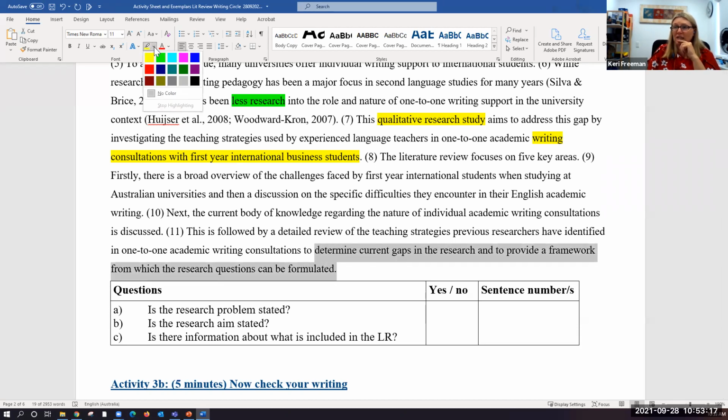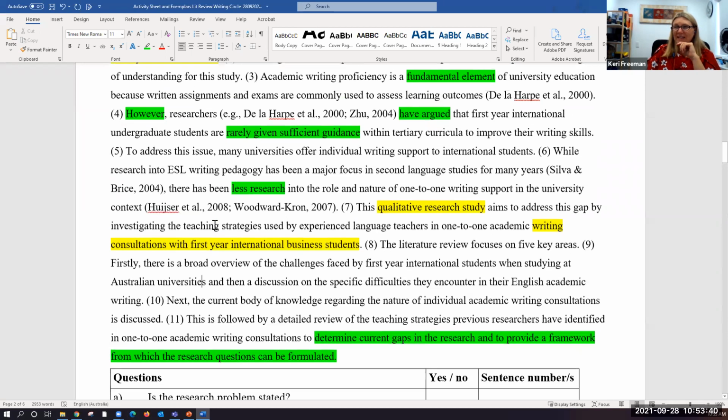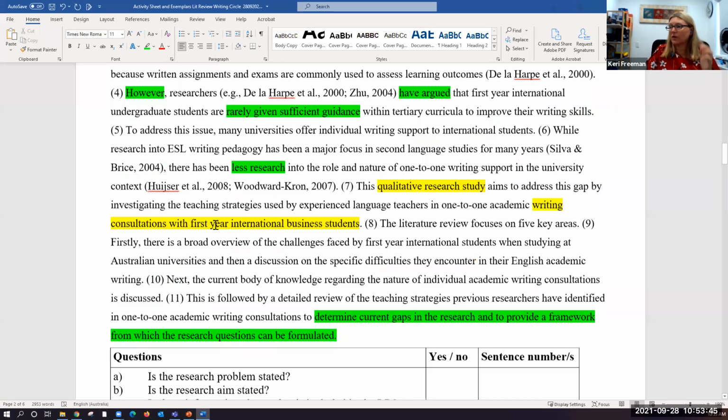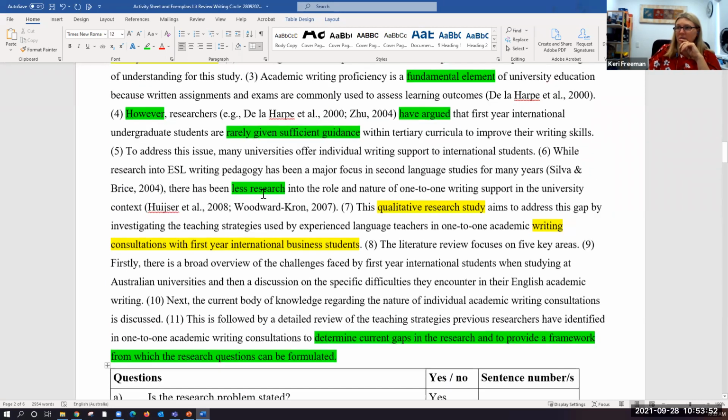So that's an interesting thing, isn't it? We haven't actually touched on that. Isn't that partly what your literature review purpose is as well? It's helping to formulate, once you know the gaps, what are your research questions? So that's something to remember as well. So looking at this, what do you think? Is the research problem stated? Do you think yes? You can pop in the chat if you think so. I'm going to say yes, but I'm going to wait for you to tell me which sentences.